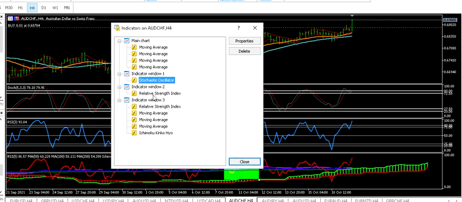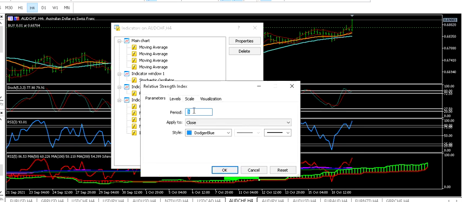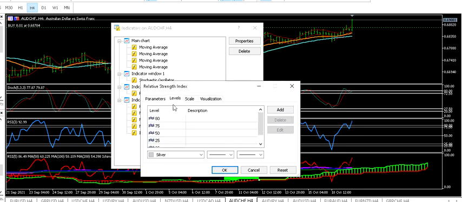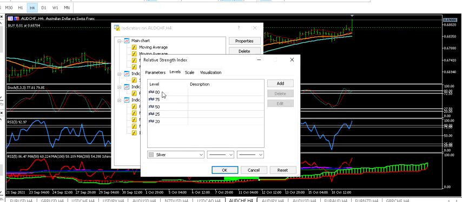Now for indicator window 2 we have the relative strength index. The period is 3, applied to close, and the color is Dodger blue. For the levels we have 80, 75, 50, 25 and 20, and the color is silver.